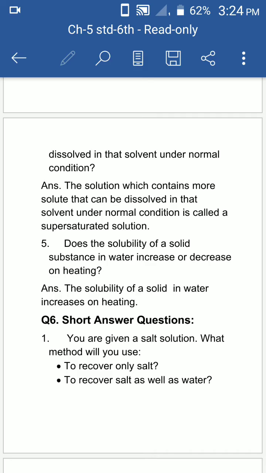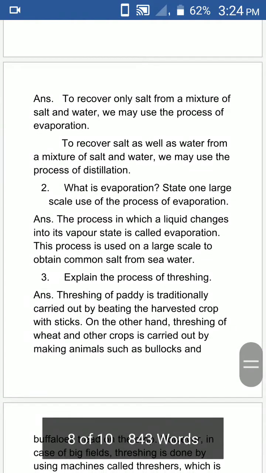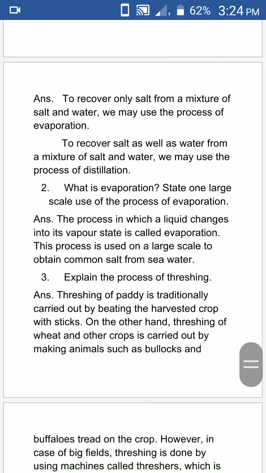First one, you are given a salt solution. What method will you use to recover only salt or to recover salt as well as water? Answer, to recover only salt from a mixture of salt and water, we may use the process of evaporation. To recover salt as well as water from a mixture of salt and water, we may use the process of distillation.